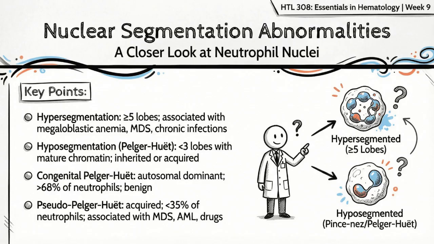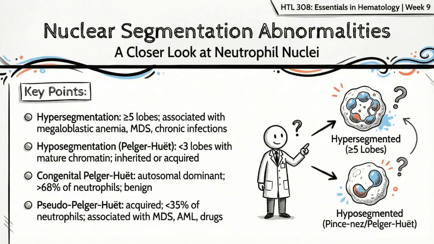Here's the critical trap: Pelger-Huët cells can be mistaken for a left shift because the nucleus looks immature. But the key is the chromatin. Pelger-Huët cells have mature, coarsely clumped chromatin, while true immature cells have finer, more open chromatin. Don't let the nucleus shape fool you.